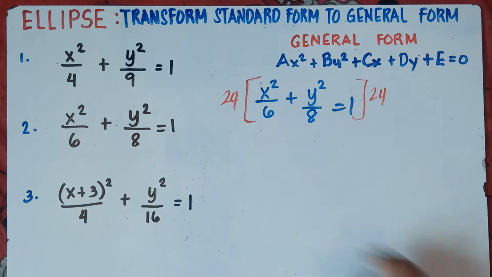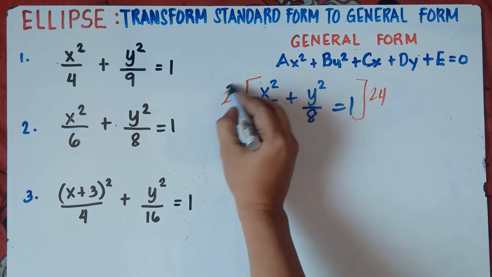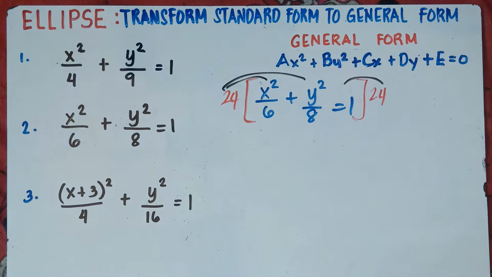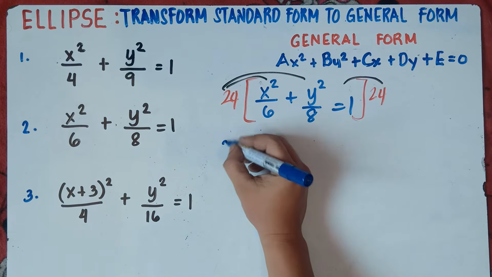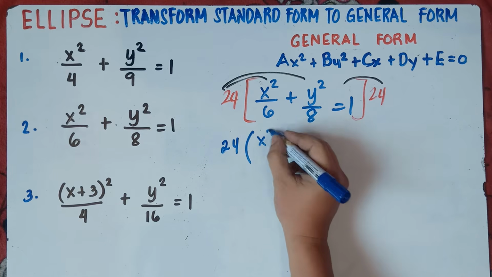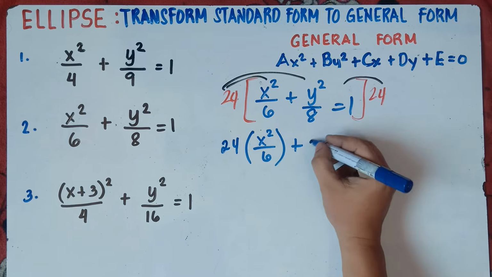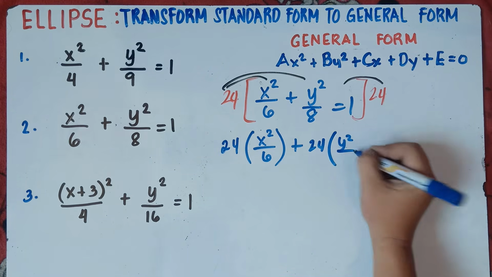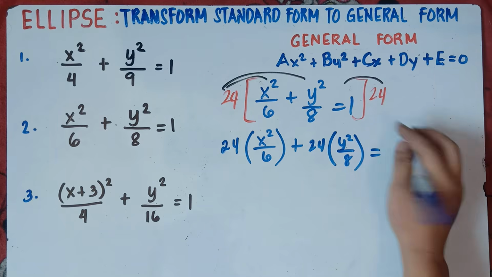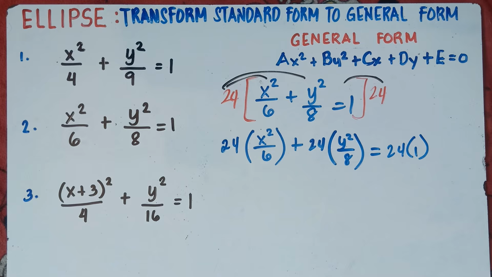Now, once you get the LCM, you distribute, class. You multiply the LCM by this equation. Alright, distribute. So this will be 24 times x squared over 6 plus 24 times y squared over 8 equals 24 times 1, or 1 times 24.